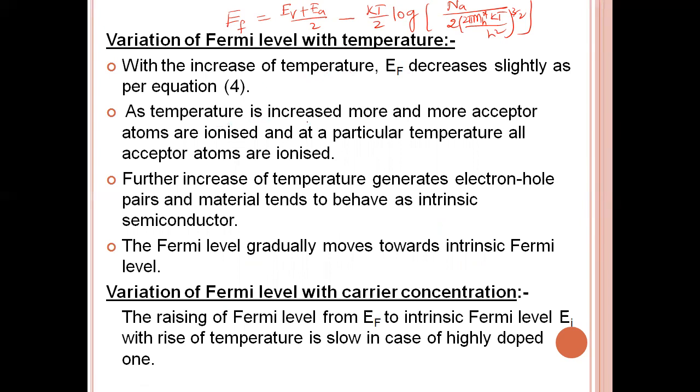As the temperature is increased, more and more acceptor atoms are ionized, and at a particular temperature, all acceptor atoms are ionized. Further increase of temperature generates electron-hole pairs, and the material tends to behave like an intrinsic semiconductor, and the Fermi level gradually moves towards the intrinsic Fermi level. Even if you raise the carrier concentration, that is the acceptor concentration, the rise of the Fermi level towards the intrinsic level will become a little slower compared to the before one.